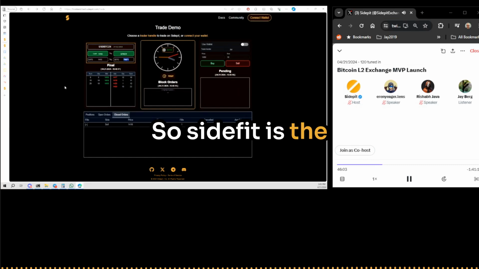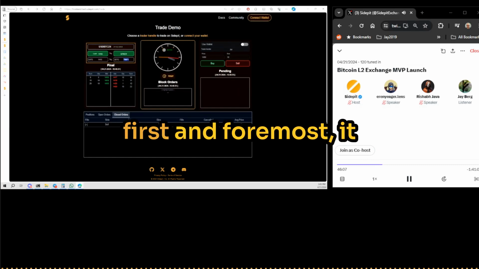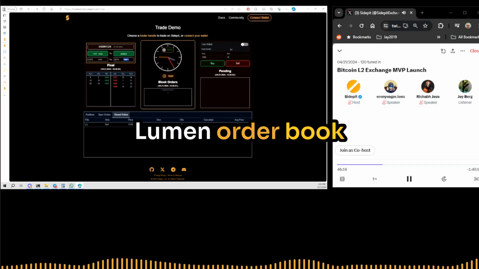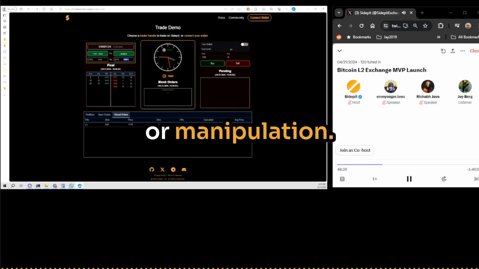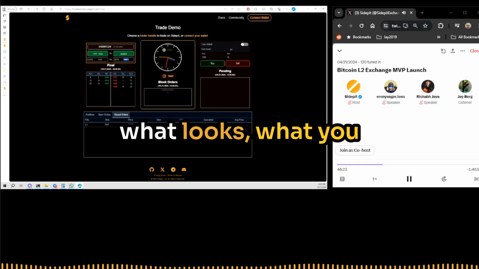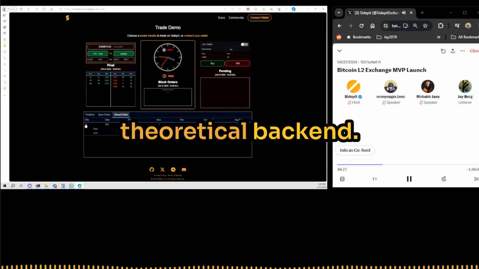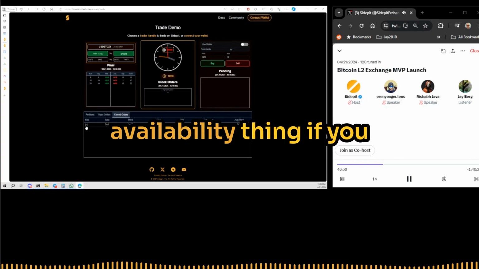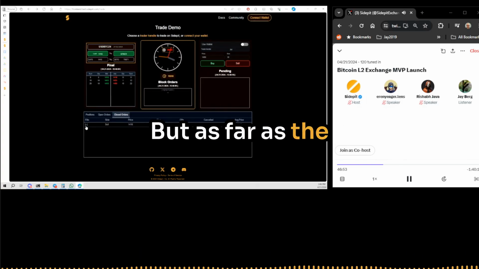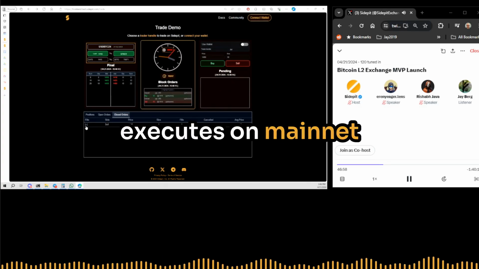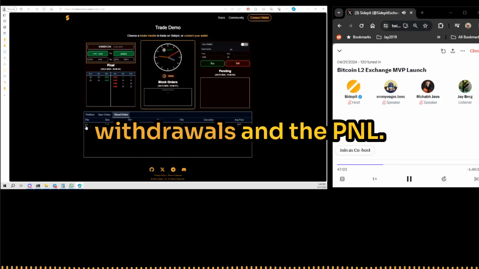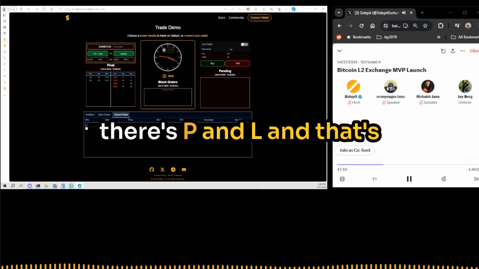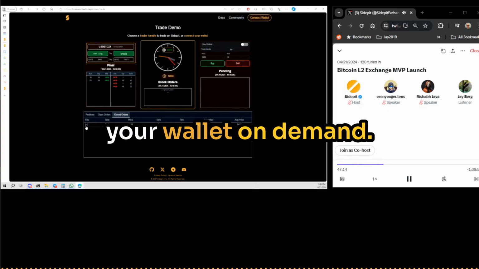So SciPid is the decentralized exchange because, first and foremost, it actually solves exchange. So it's an open, transparent limit order book without front running or manipulation. And that whole part of how that works is what you see when the pending and the block orders. That's the whole theoretical back end. The transactions are executed on the mainnet at the end of the day. There'll be a data availability thing if we need it, like a hash. But as far as the transactions executing in this iteration, the only thing that executes on mainnet is the deposits and withdrawals and the P&L. So if you close your position, at the end of the day, there's P&L, and that's what gets sent back to your wallet on demand.